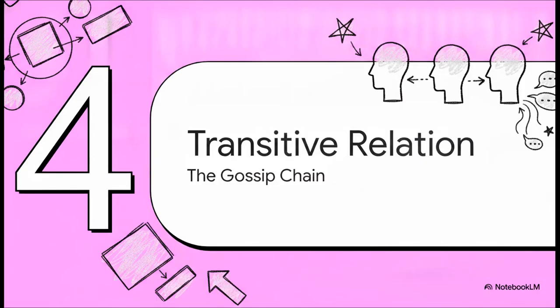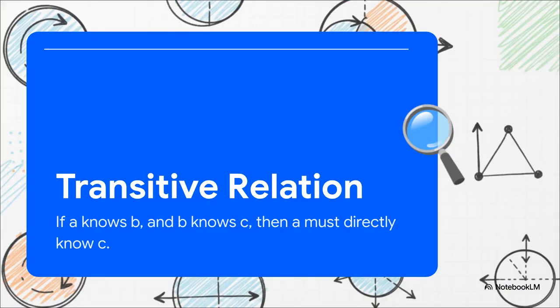Which brings us to part 4, transitive, the gossip chain. All right, we've arrived at the third and final type of the big three. Now, this is usually the trickiest one for students to grasp, but we're going to conquer it by framing it as a concept you are already incredibly familiar with, gossip. Let's define the math rule first to set the stage. A transitive relation states that if A is related to B and B is related to C, then A must be related to C. I know, looking at all those letters strung together can definitely make your eyes glaze over.